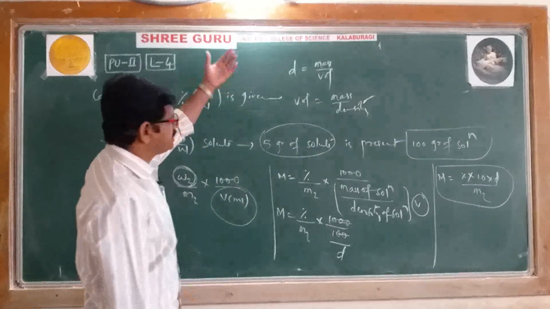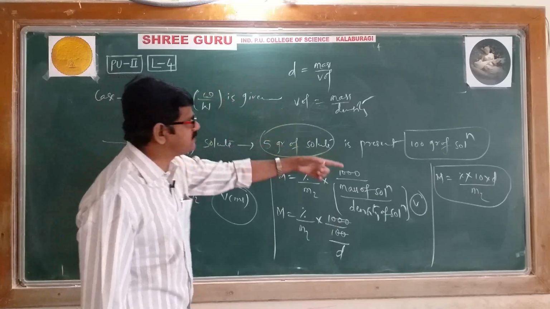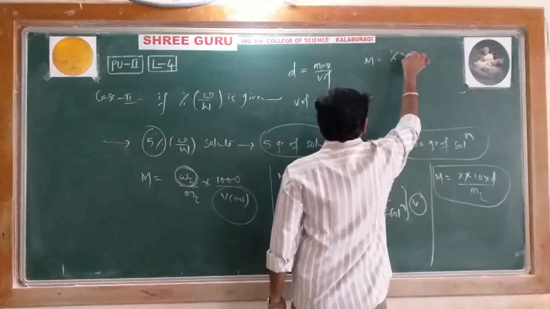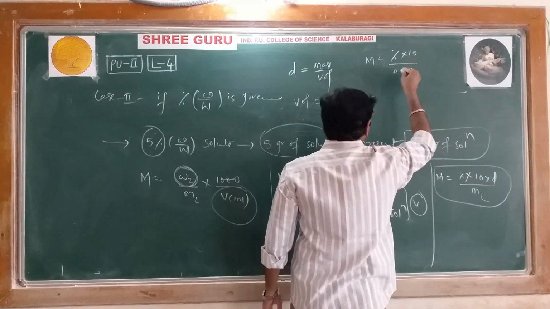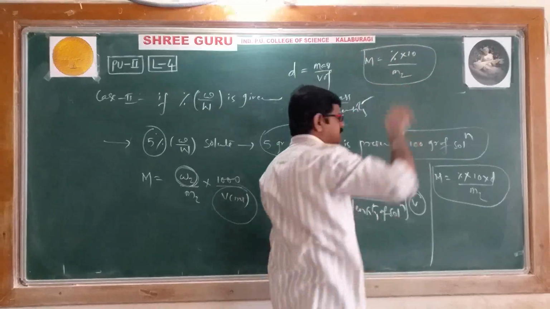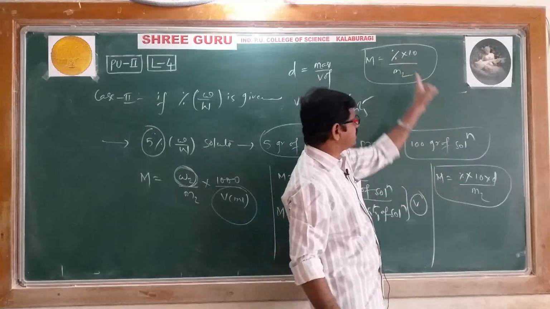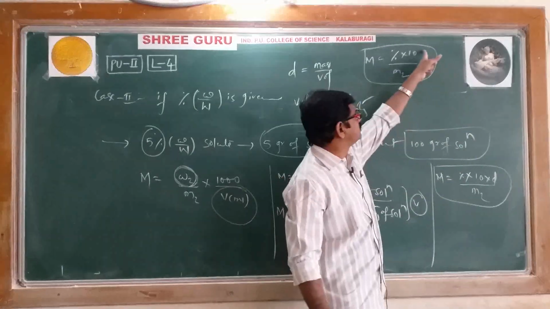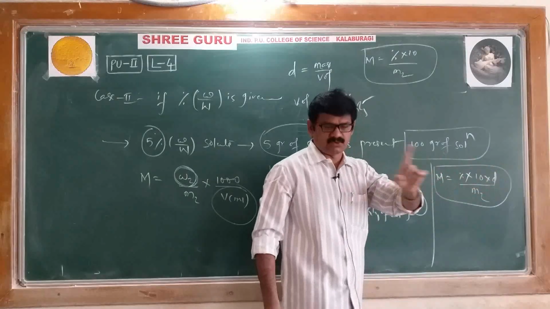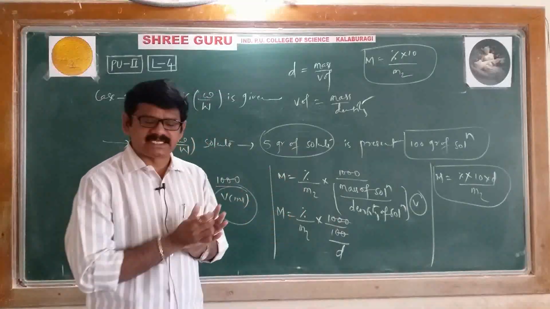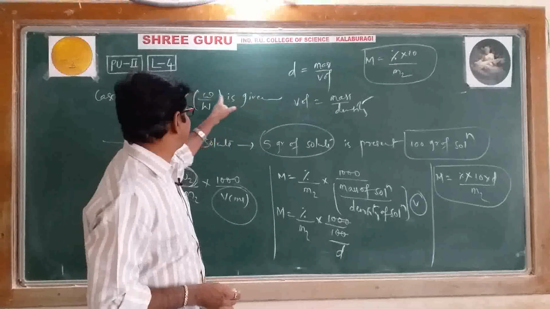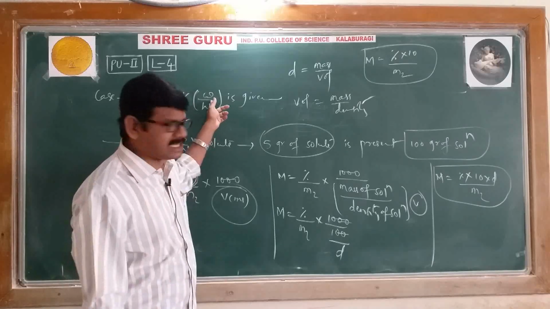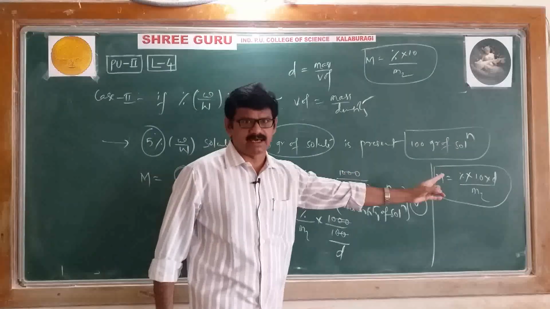What is the difference between the previous formula and this formula? Recall the previous formula: molarity equals percentage into 10 divided by molar mass of solute. This is the present formula. What is the difference? Percentage, 10, molar mass are the same, but here the density term is there. That is the only difference. Why is the density term there? Because a temperature independent term has changed into a temperature dependent term. That's why we are using the density factor.